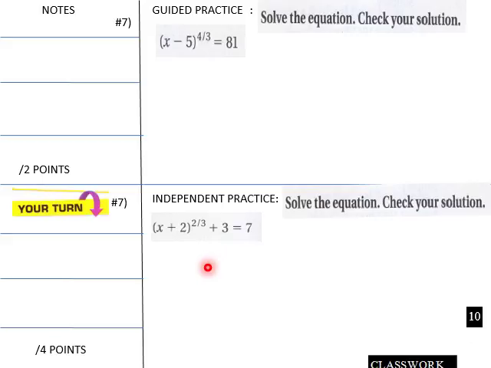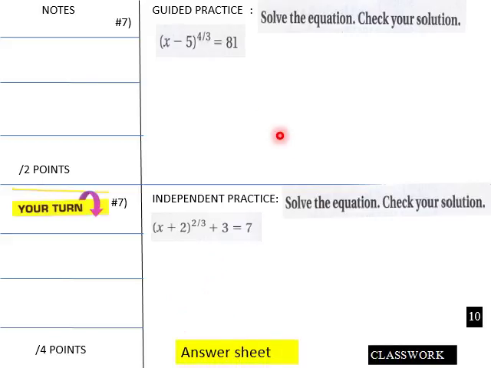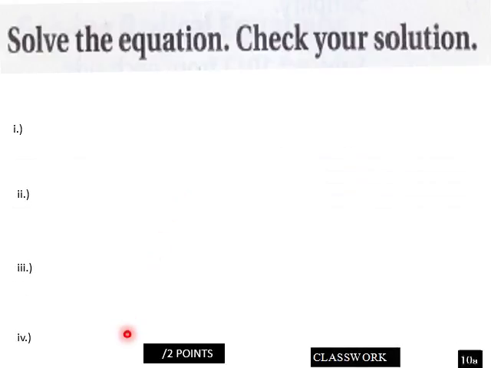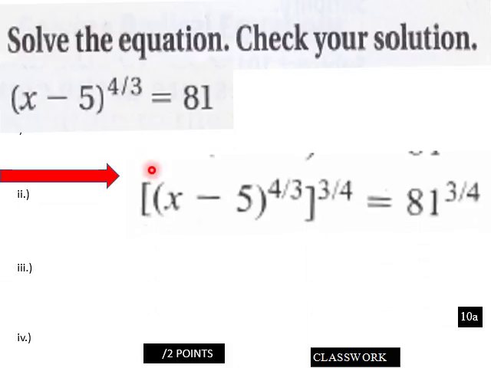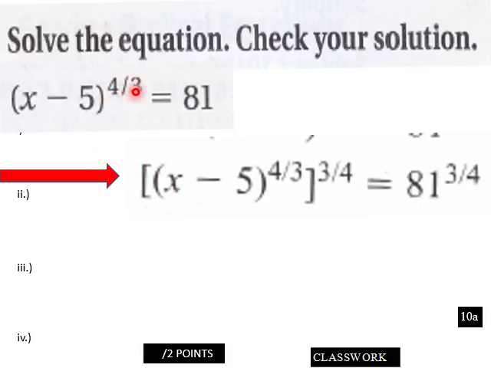We're going to check. You go ahead and check that. We got our guided practice here with this situation here. Students, this is yours down here. So you can do your independent practice. This is on your classwork sheet, page 10A. Here's our situation there. How do we get rid of our 4/3? We take the 3/4 power of both sides now to get rid of this power here.